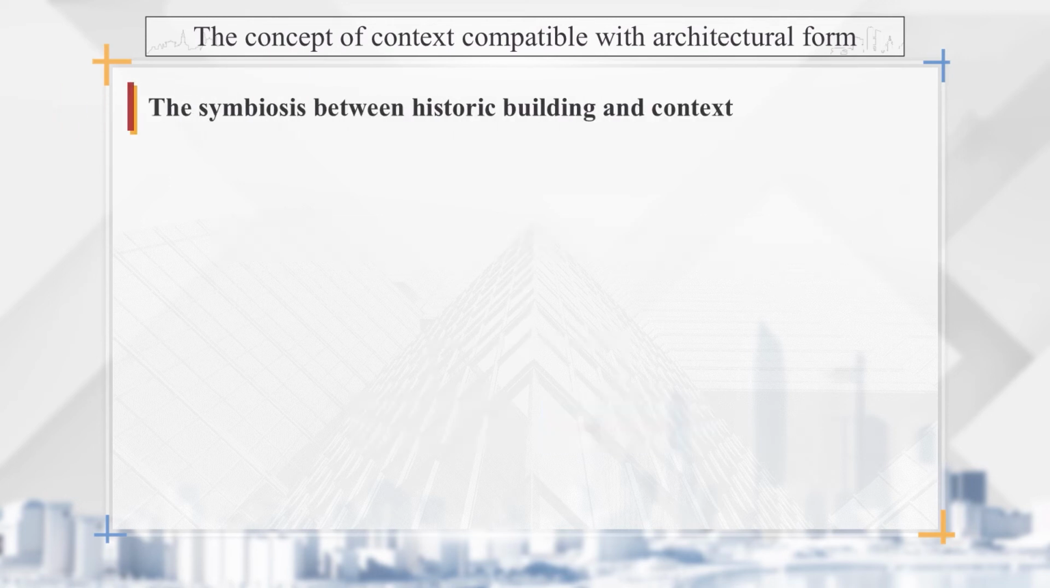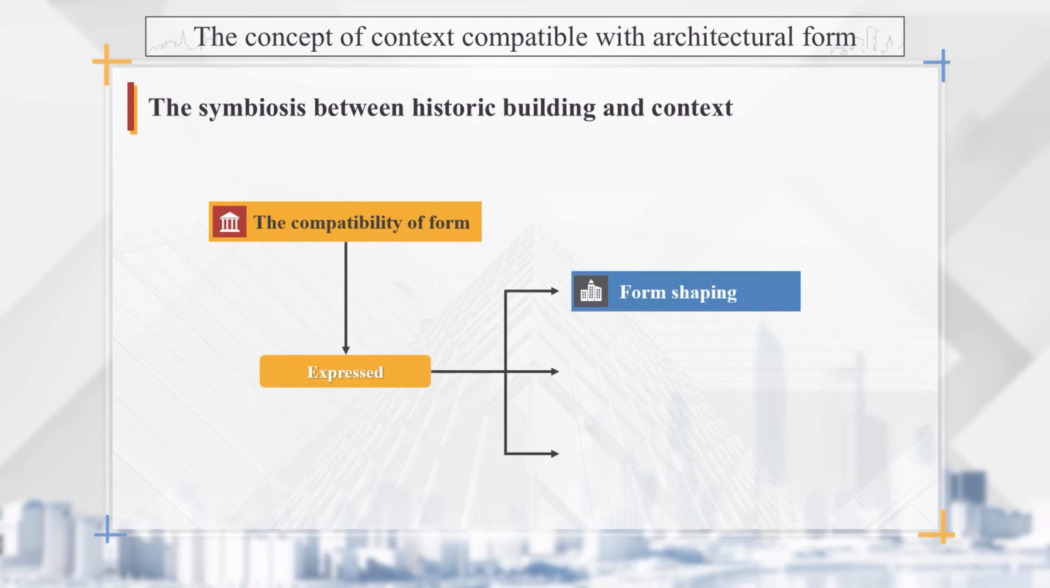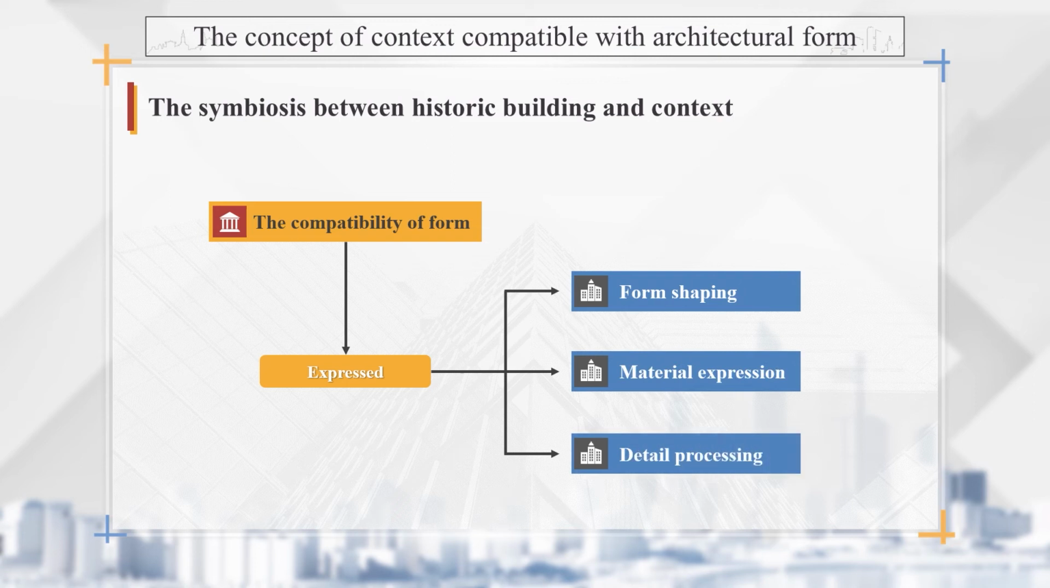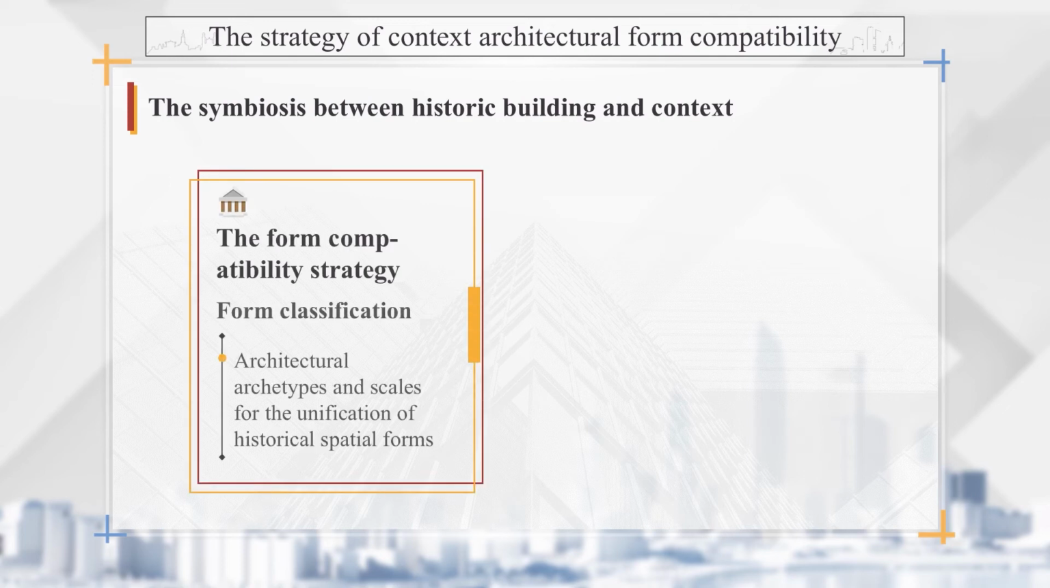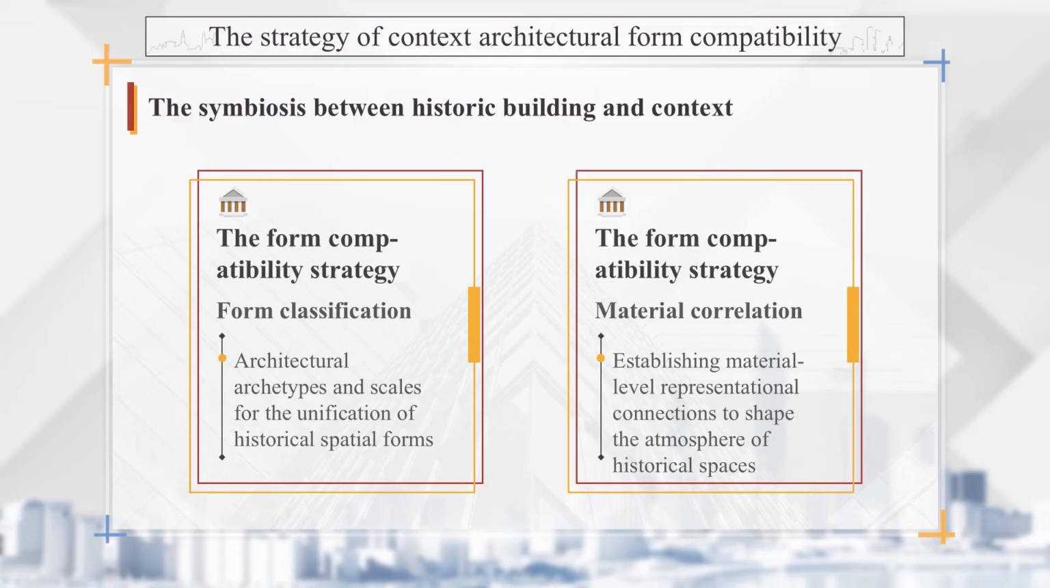In the historical environment, the symbiosis between historical building and the context should be expressed as the compatibility of architectural form. This compatibility is manifested in the form shaping, material expression, and detail processing. Only the form compatibility can make the context in the state of maintaining or developing. The form compatibility strategy in this section consists of form classification and material correlation.